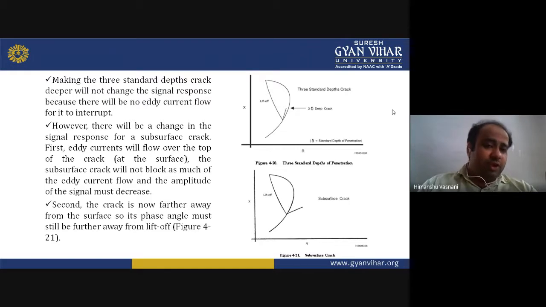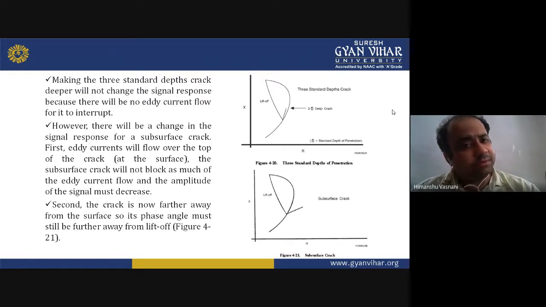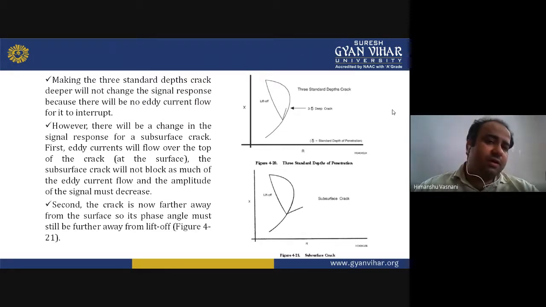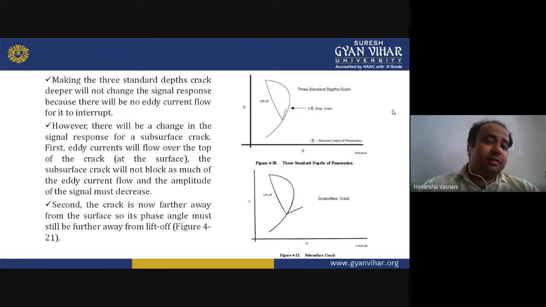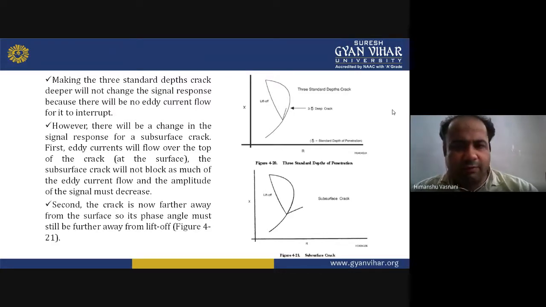However, there will be a change in the signal response for a subsurface crack. First, the eddy currents will flow over the top of the crack at the surface, and the subsurface crack will not block as much of the eddy current flow, and the amplitude of the signal must decrease. Secondly, the crack is now farther away from the surface so its phase angle must be farther away from the liftoff. You can see this statement.